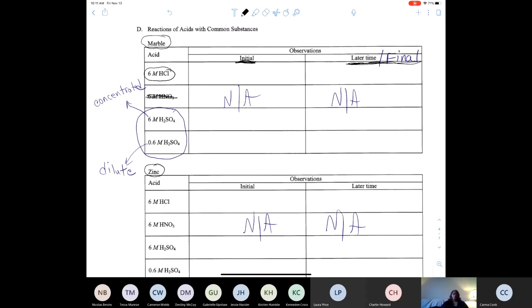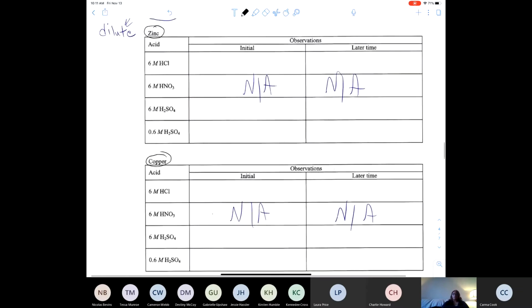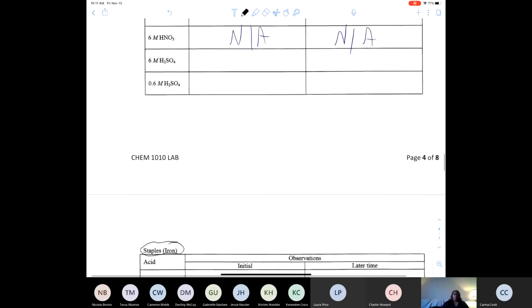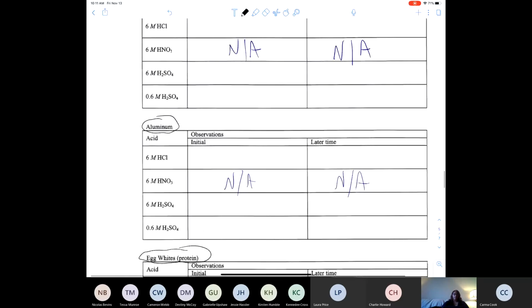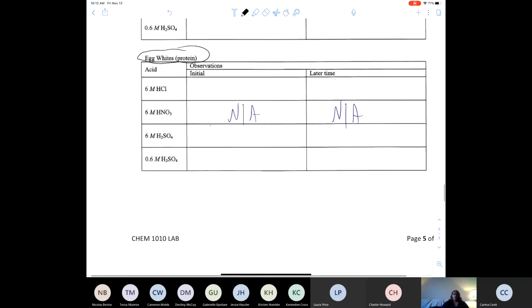If the marble started off as, of course, a white solid substance, what is happening to it? Are the marble chips getting smaller? Things like that. That's what you're going to write in the data table for your observations based on what you see happening to each substance. Is the size of the substance changing? Is the color of that substance changing as a result of the acid reacting with it? And then you repeat those observations for each of the other substances: the zinc, the copper, the staples made of iron, and then aluminum, and the egg whites.